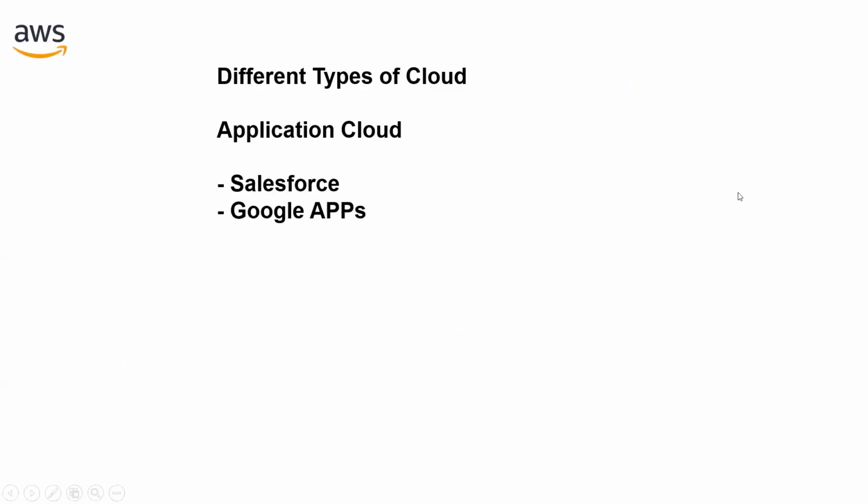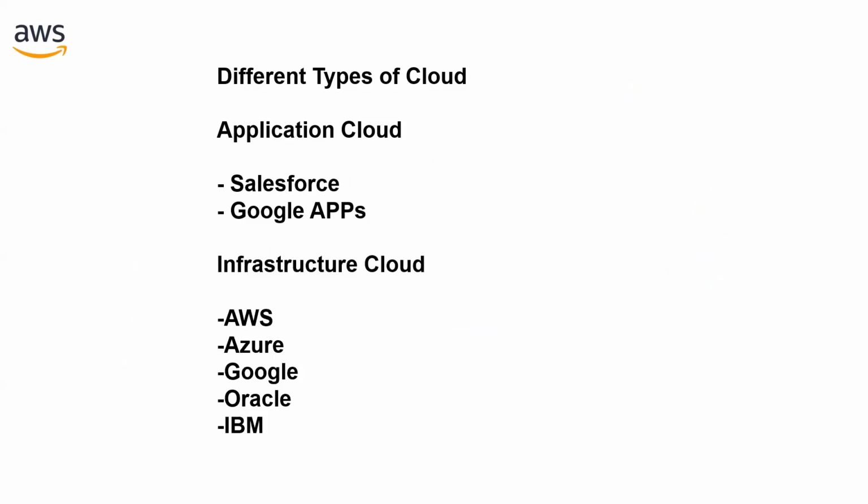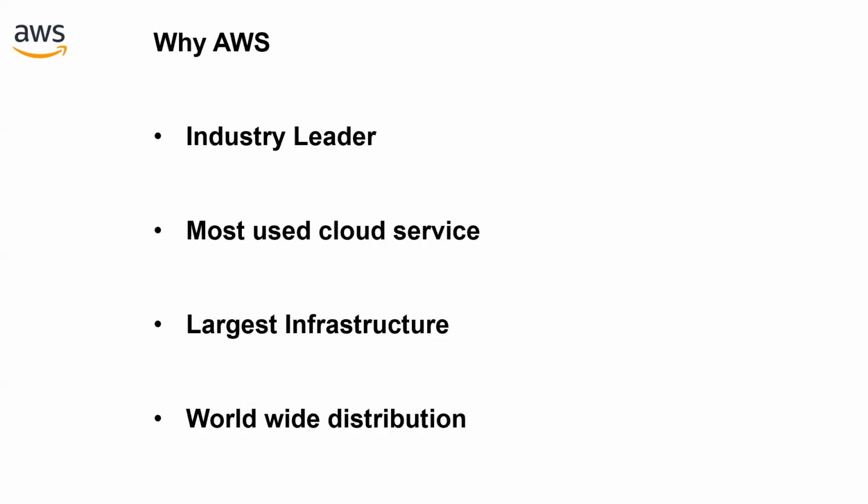Now, you can see we have different types of cloud here. We have application cloud, like Salesforce and Google Apps, and infrastructure as a cloud. When we talk about AWS, Azure, Google, Oracle, IBM, all of this comes under infrastructure clouds, right? Many times the question will be raised, why only AWS, boss? Because AWS is the industry leader. Most people use its cloud services.